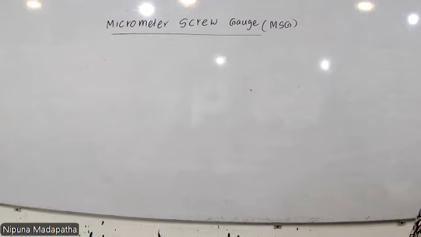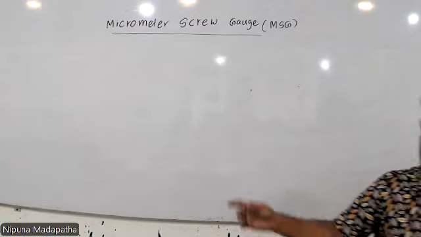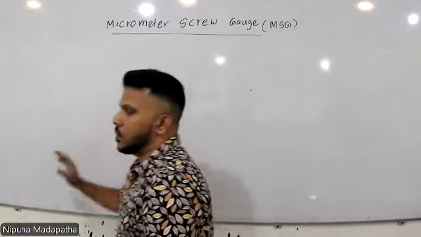Normally we use the term gauge for things we measure, like diameters. Especially this instrument is used to measure the diameters of thin wires: guitar strings, violin strings, sonometer strings. In physics, for a sonometer string, you can again measure the diameter using this micrometer.